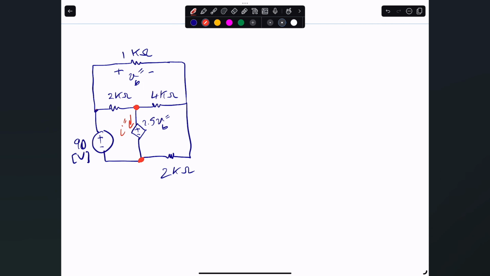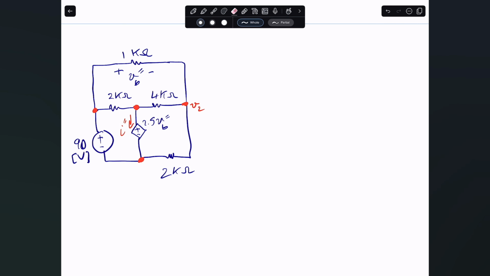This one here is an essential node, and another essential node. I don't have to write an equation in here because I know it's a part of the voltage source. It's 2.5 VB prime prime, and I don't have to write any nodal equation, so I'll end up with one nodal equation here. I'm going to call this one here V2.